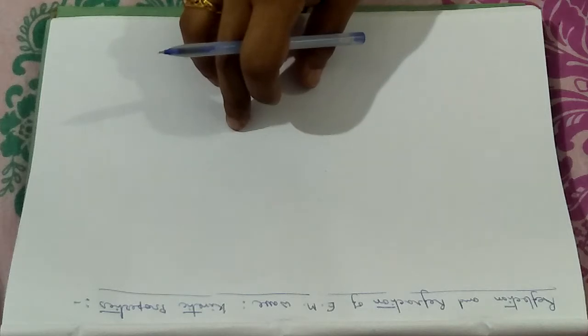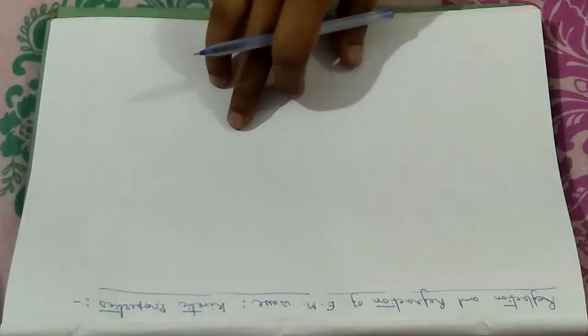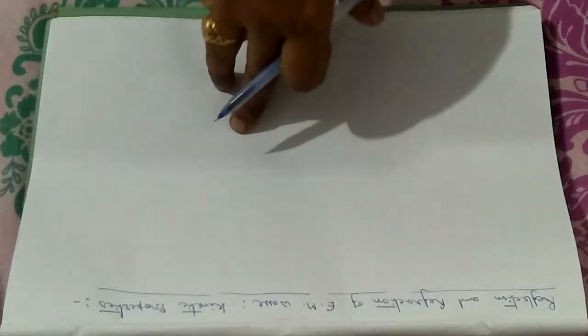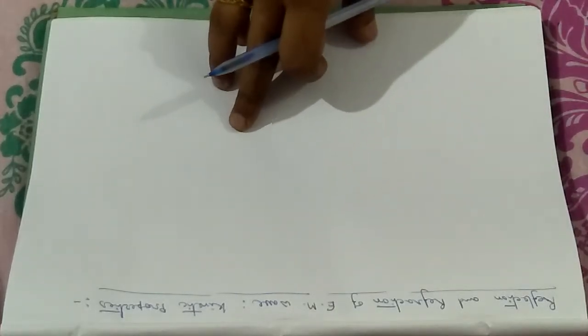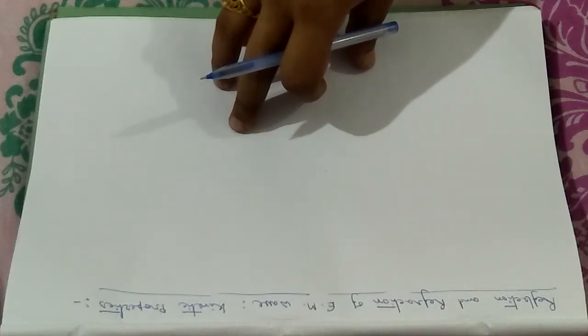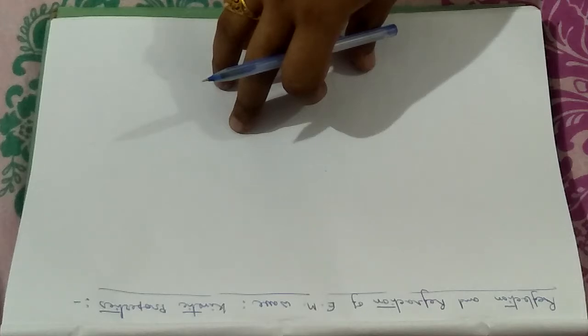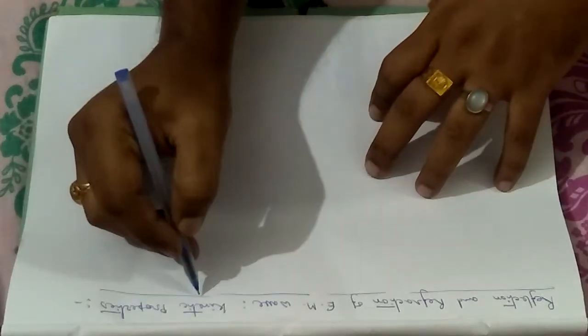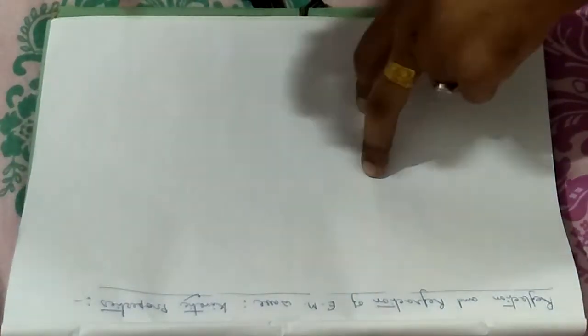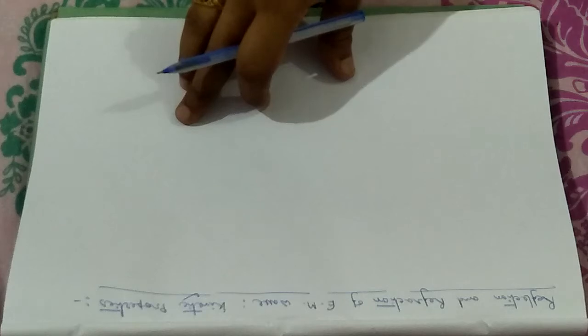Hello students, today we'll look at the reflection and refraction of electromagnetic waves, especially the kinetic properties. In the reflection and refraction of electromagnetic waves, at the boundary of two non-conductive media, the properties can be divided into two parts. One is the kinetic property and another is the dynamic property. Today we will look first at the kinetic properties.